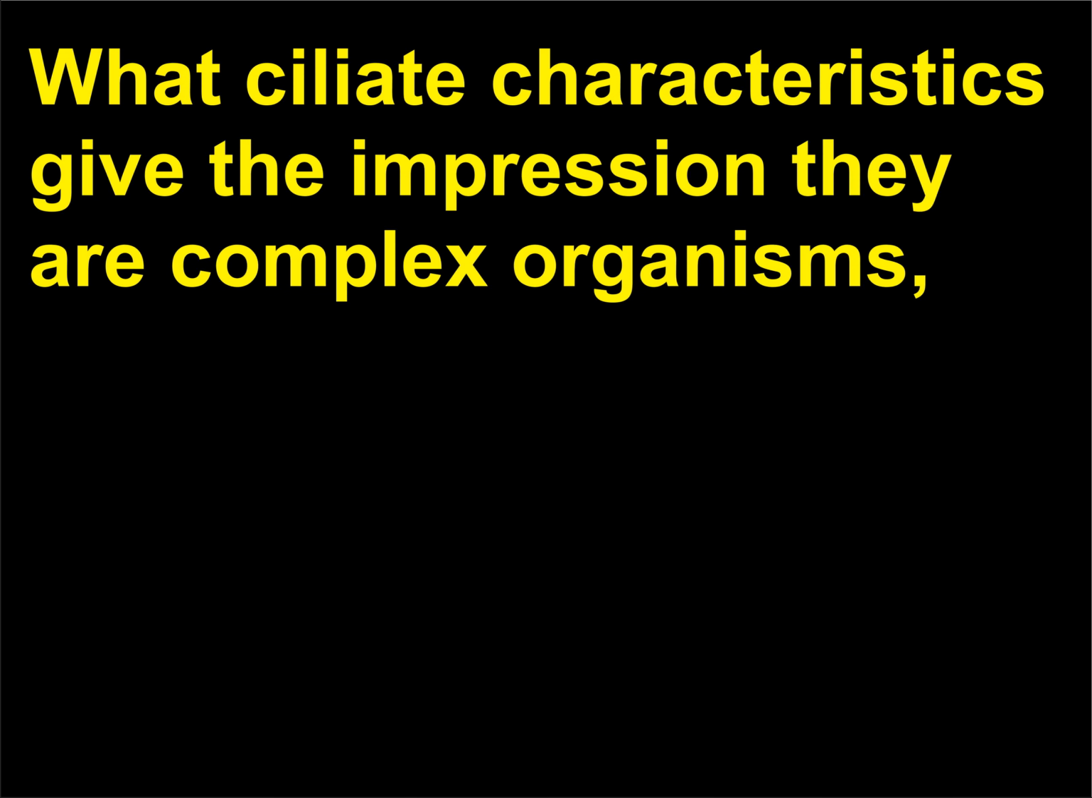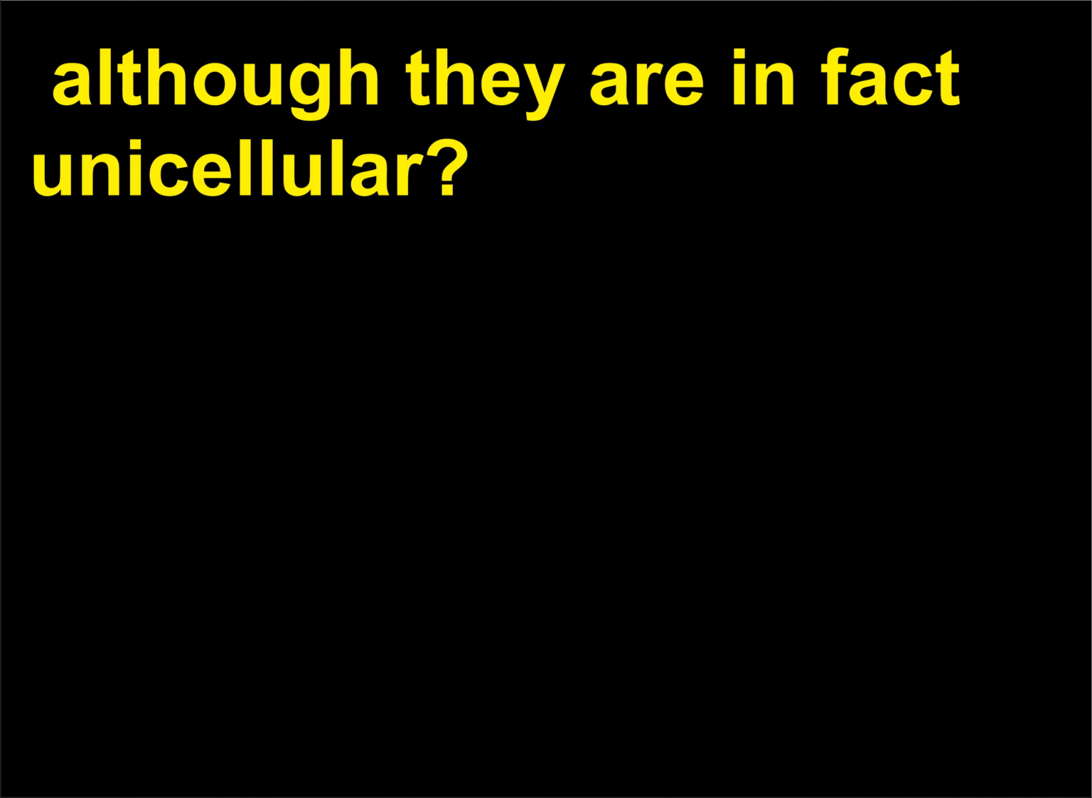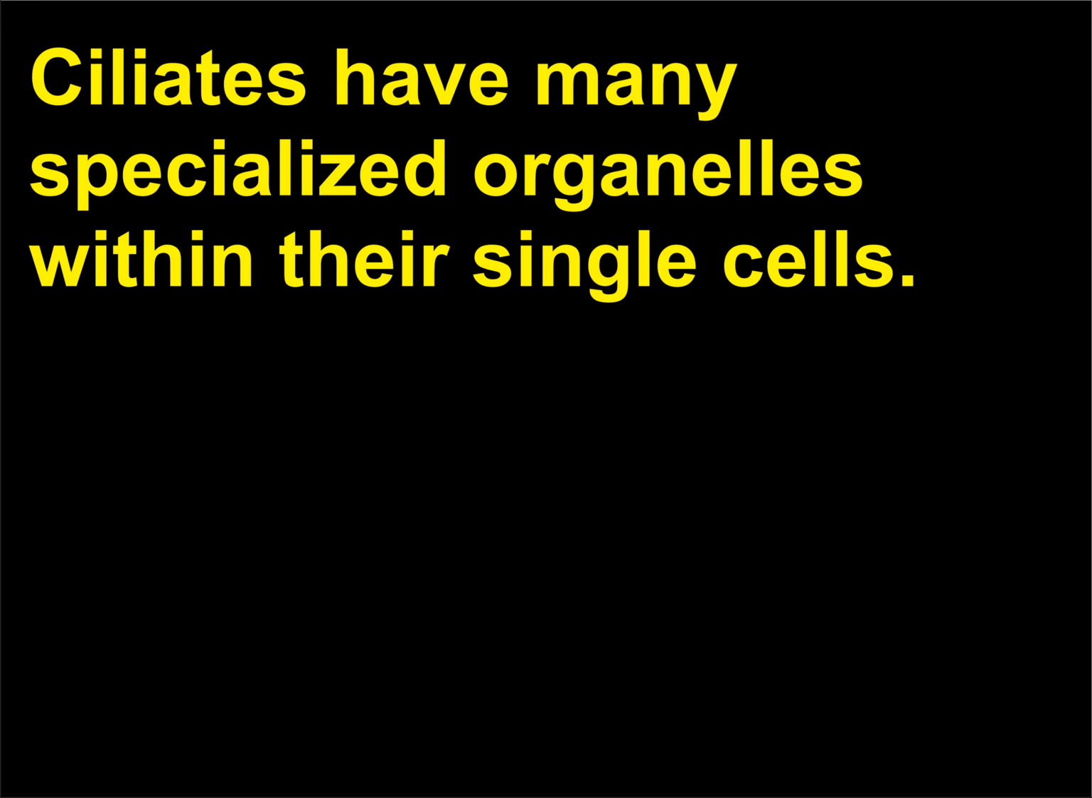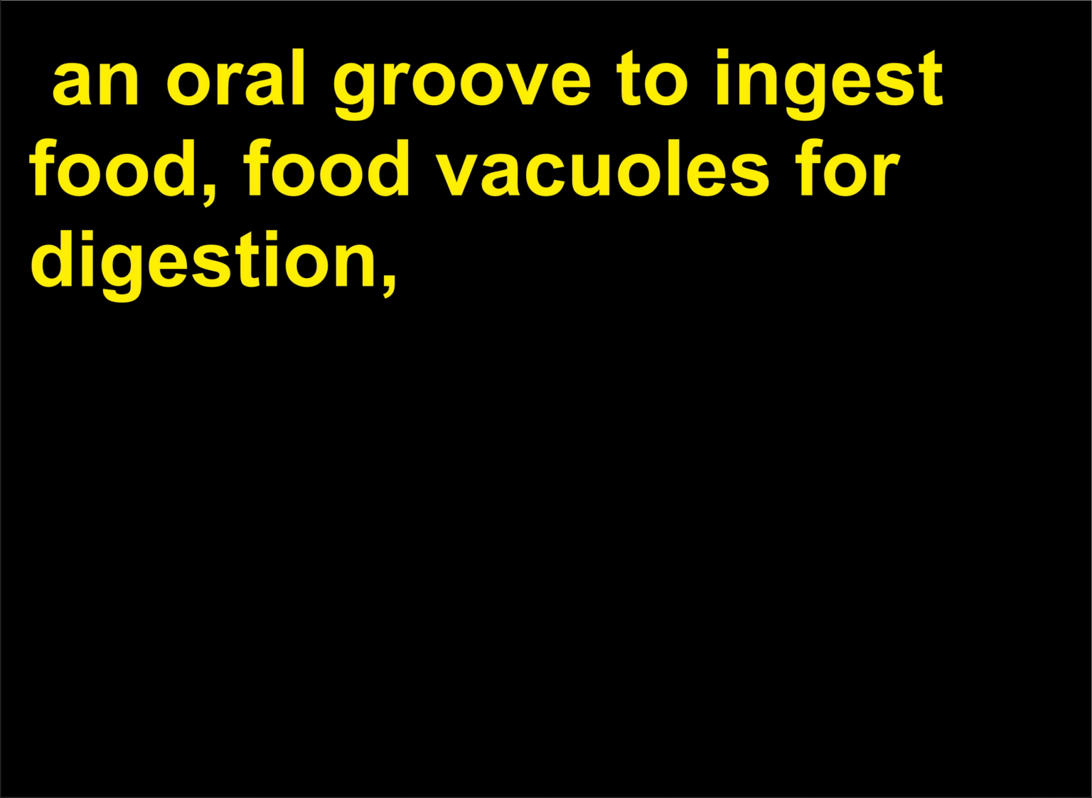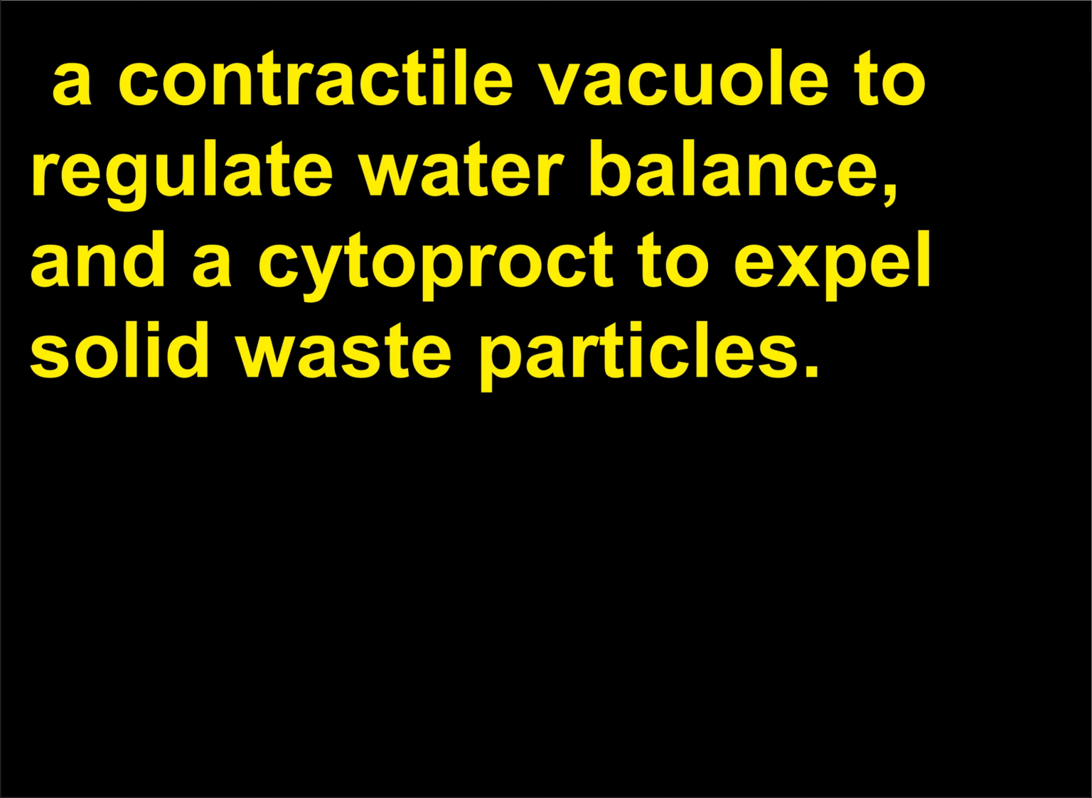What ciliate characteristics give the impression they are complex organisms, although they are in fact unicellular? Ciliates have many specialized organelles within their single cells. These organelles include cilia for locomotion, two types of nuclei, micronuclei and macronuclei, an oral groove to ingest food, food vacuoles for digestion, a contractile vacuole to regulate water balance, and a cytoproct to expel solid waste particles.